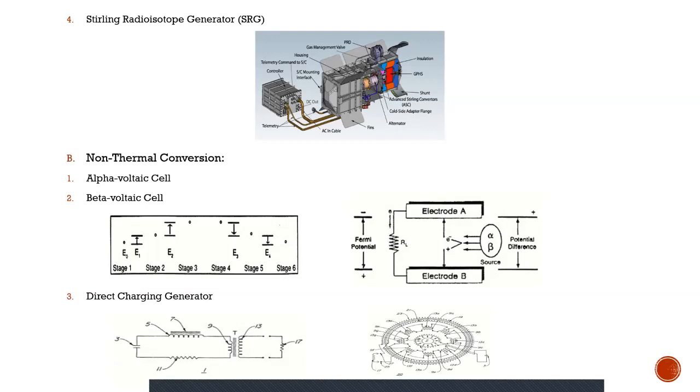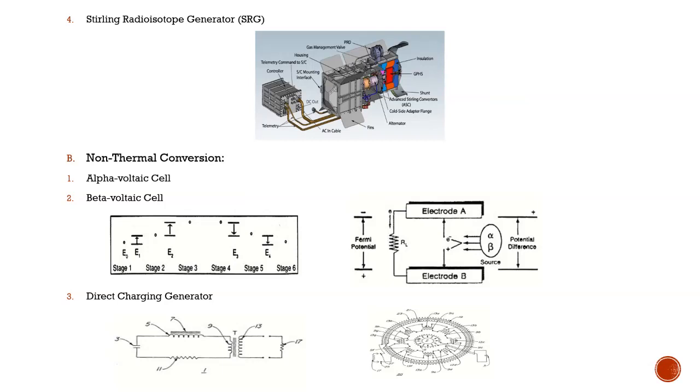So these are the non-thermal conversions. The first one is alpha voltaic cells. An alpha voltaic cell includes at least one layer of semiconductor material, maybe a PN junction or an NP junction, or a PNP or NPN. It absorbs and converts the alpha particles from the alpha particle emitter. Whenever alpha particles are emitted onto the semiconductor layer, it absorbs them and converts them into electricity.